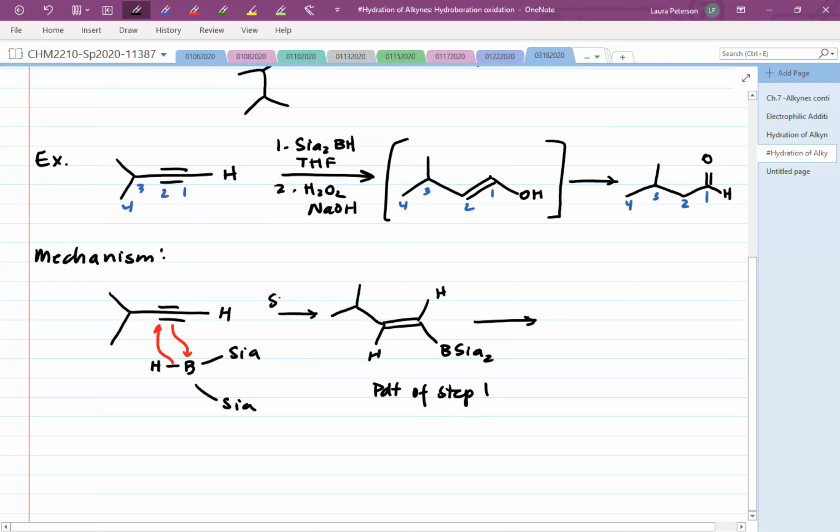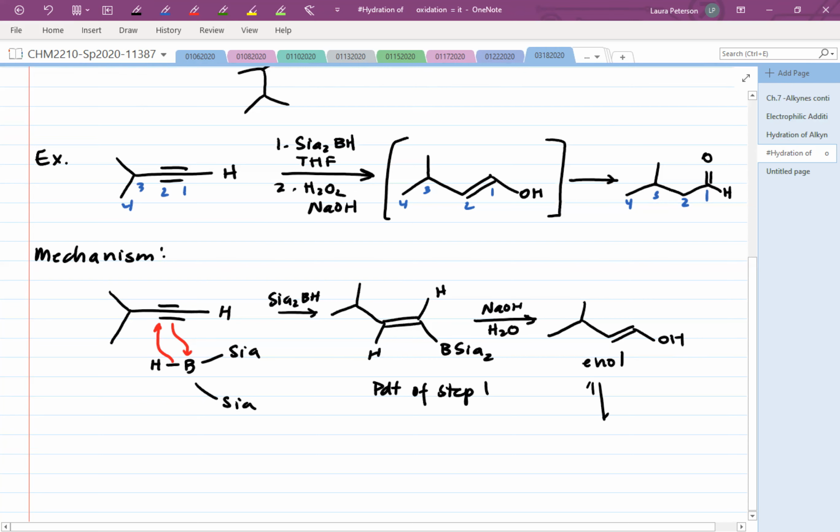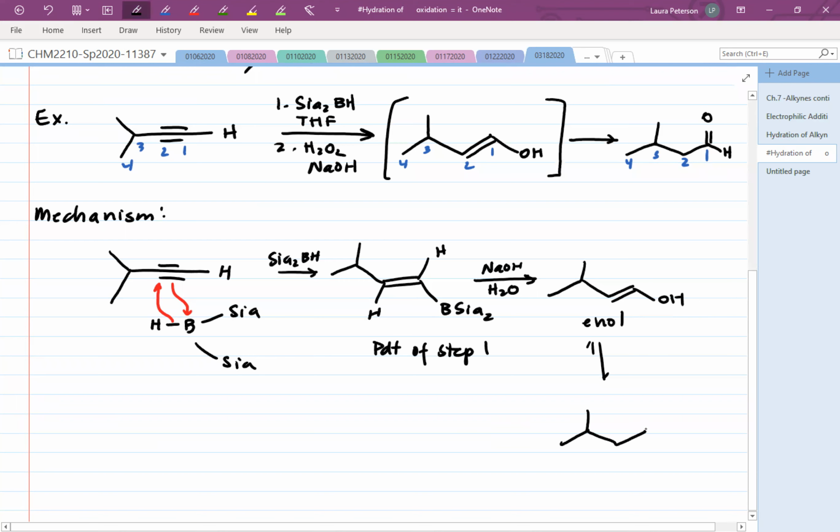So this step is really diisoamyl borane, and then this step would be our NaOH, H2O2. And we're doing a similar thing as we did in the chapter 6 reaction, which is we were replacing the boron-carbon bond, or oxidizing that to a carbon-oxygen bond, and then we'll recognize this as the enol, and we can do that tautomerization as we talked about to give us the product that we drew up above.